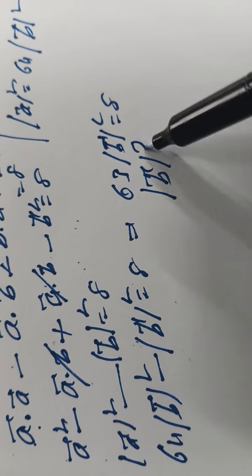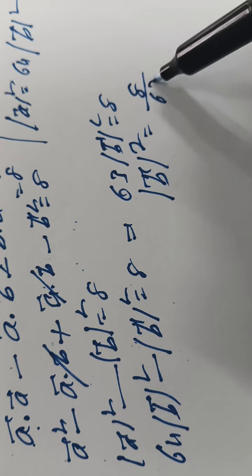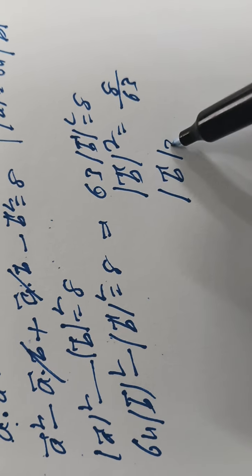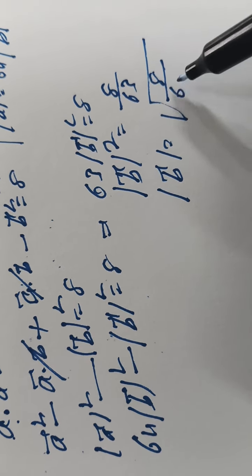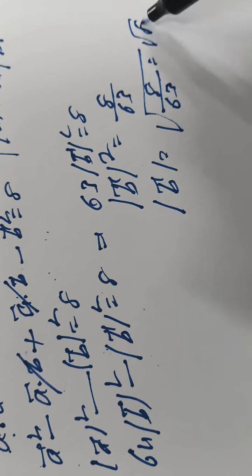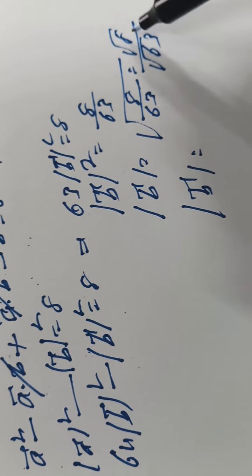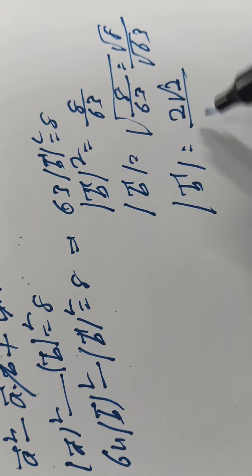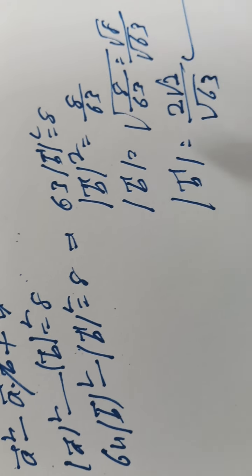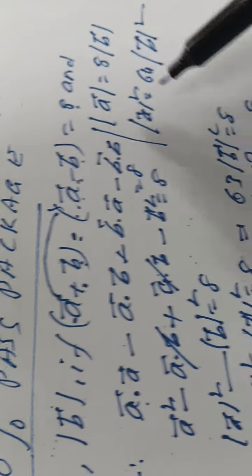Magnitude of B square is equal to 8 by 63. Magnitude of B is equal to root of 8 by 63, split: root 8 by root 63. Root 8 can be written as 2 root 2, so magnitude of B is equal to 2 root 2 by root 63. Magnitude of B is found.